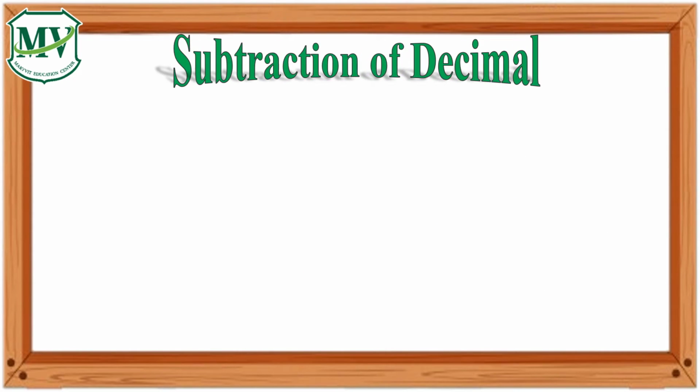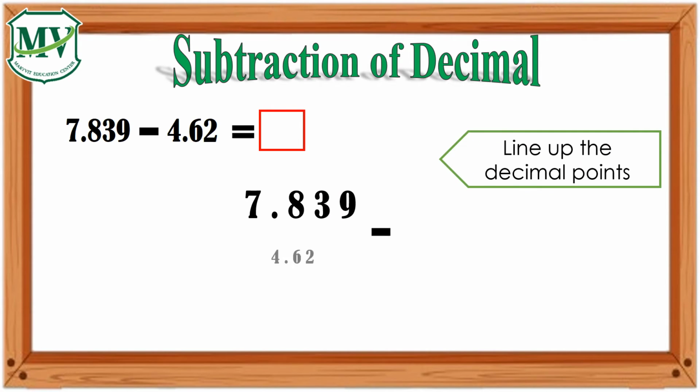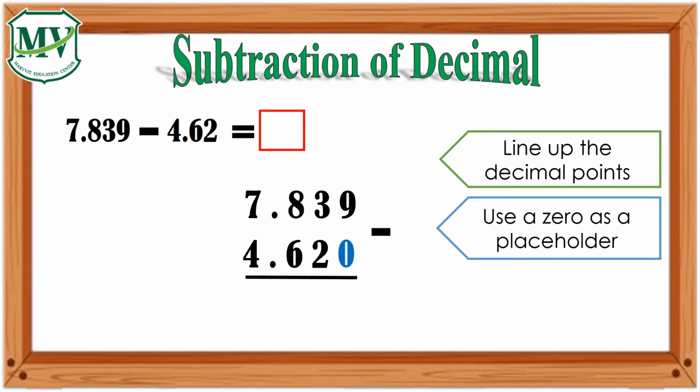Let's proceed to subtraction of decimals. In subtracting decimals, we follow the same steps in adding decimals. So first, line up the decimal points. Then use 0 as a placeholder to fill in the column. Lastly, subtract the given numbers.